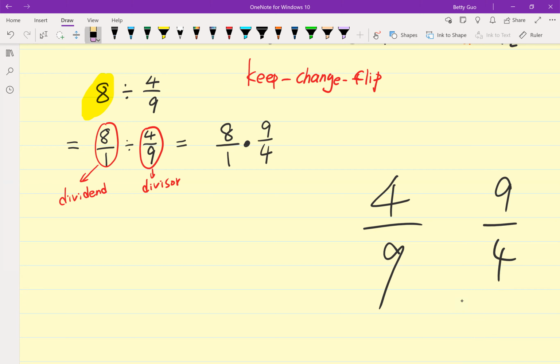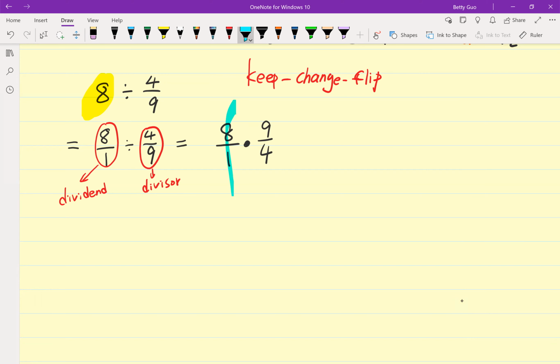I want to make sure everybody sees this process. What is keep, change, flip? Keep the first fraction, keep the dividend. Change the division symbol to multiplication. Flip the divisor. And then the problem of division of two fractions becomes a multiplication of two fractions, right? And we learned how to multiply two fractions. We simplify before multiply. Vertical, nothing to reduce. That happens. That's good, then you don't have to do anything, right? And then vertical, 1 and 9, nothing to reduce.